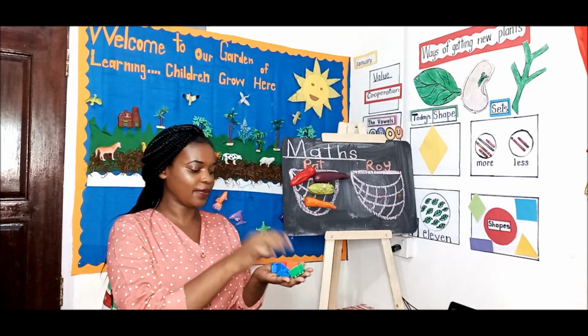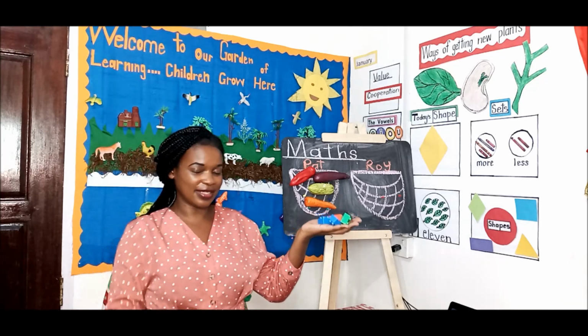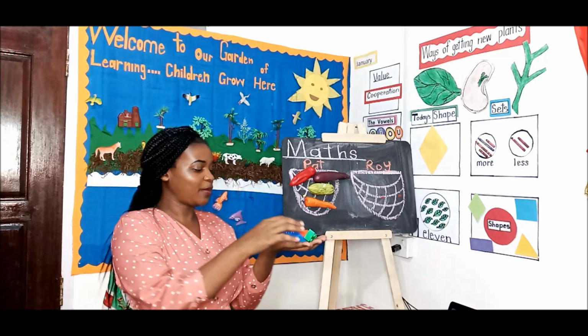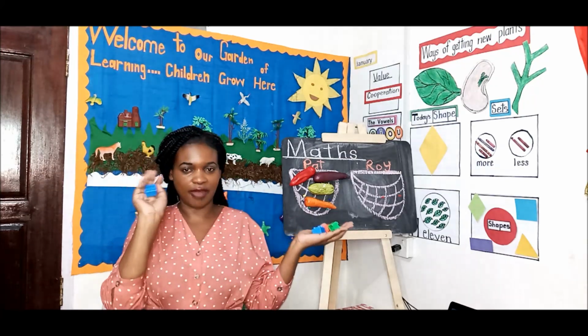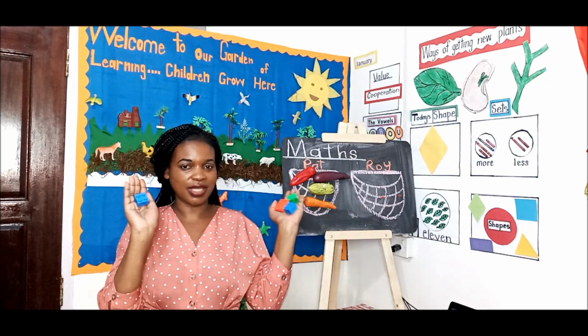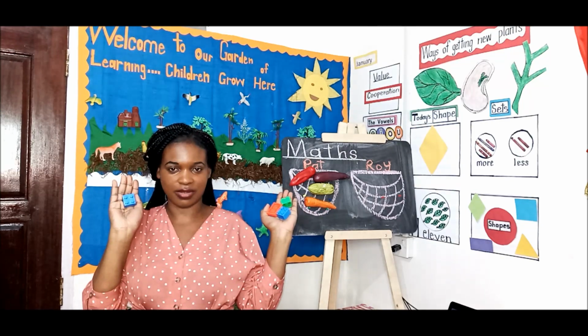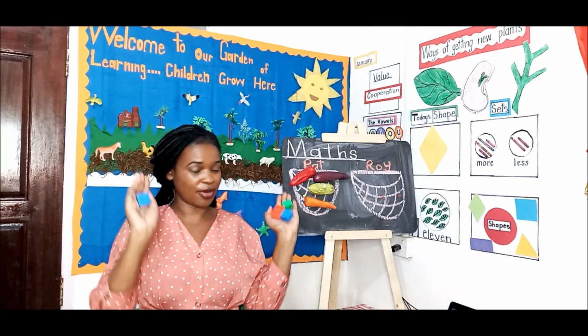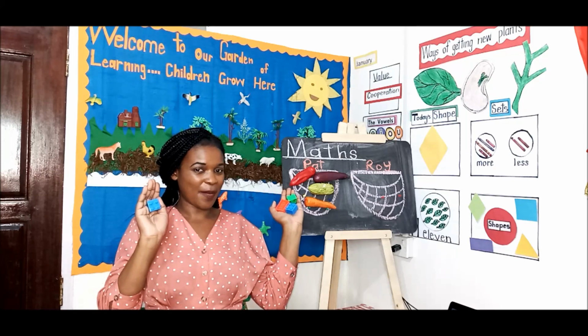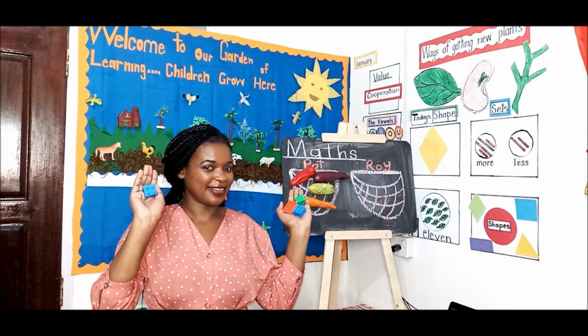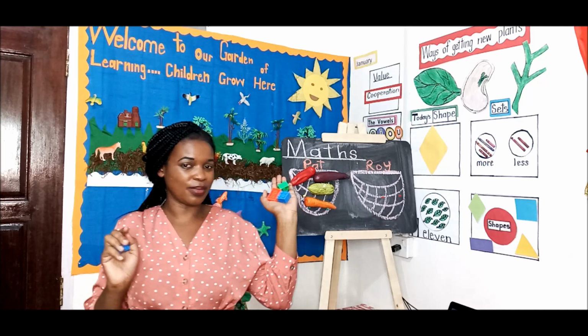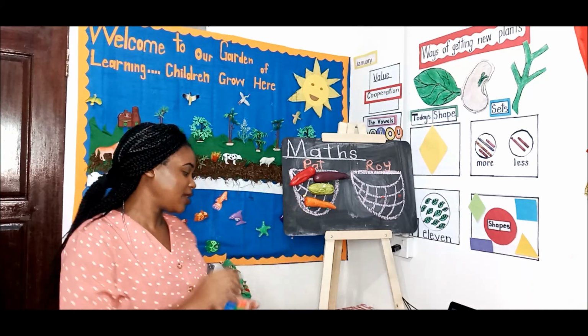1, 2, 3, 4. Okay, so this is my left hand and this is my right hand. I'm going to take 1 block in my right hand. Now you are going to tell me which hand has more blocks. Is it my right hand or my left hand? My left hand has more blocks. Okay, boys and girls? Yes.